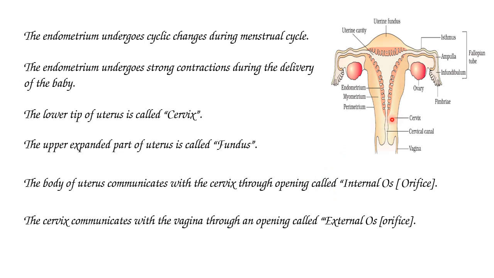So now, the lower tip of the uterus is called the cervix. This cervix communicates with the vagina; that region is called the external orifice, and the cervix which communicates towards the inner side, that means the uterus side, that region is called the internal orifice.